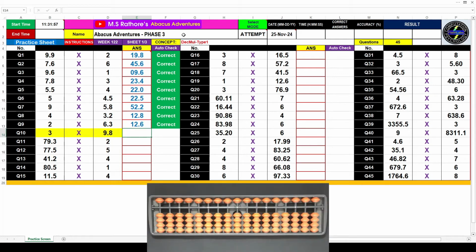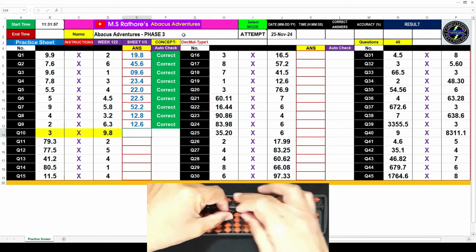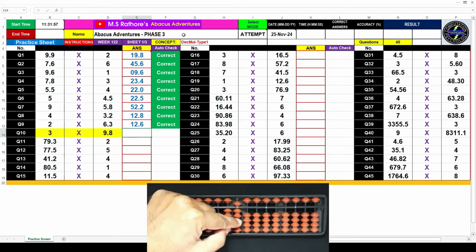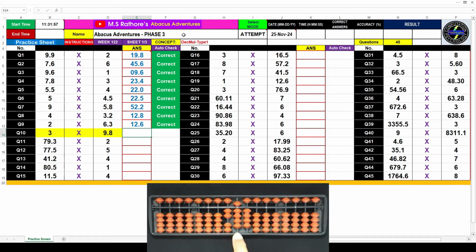Question number 10, 3 multiplied by 9.8, placing the left index finger on rod number 2, 9 3s are 27, finger shifted, 8 3s are 24, and the answer is 29.4.